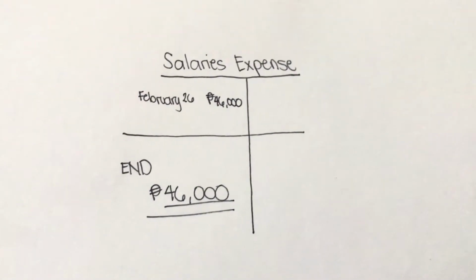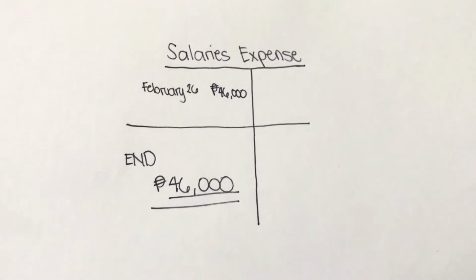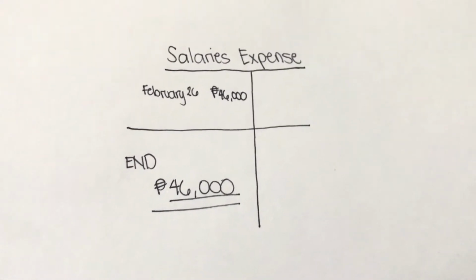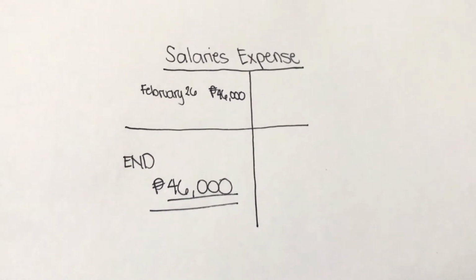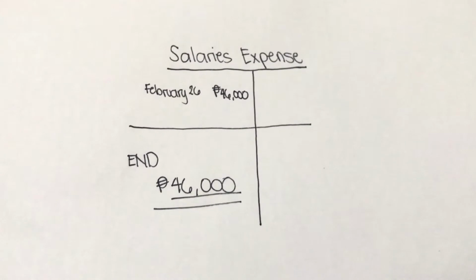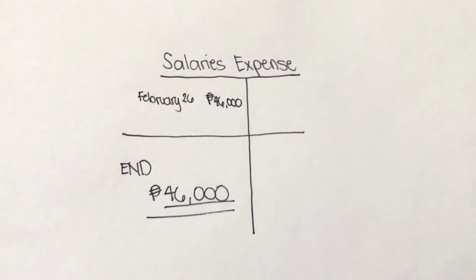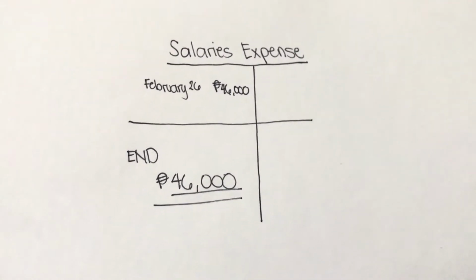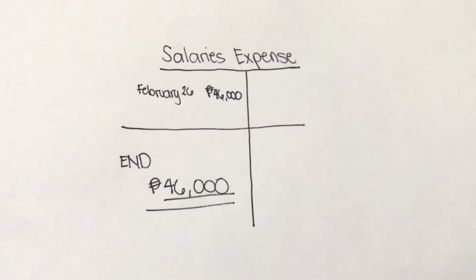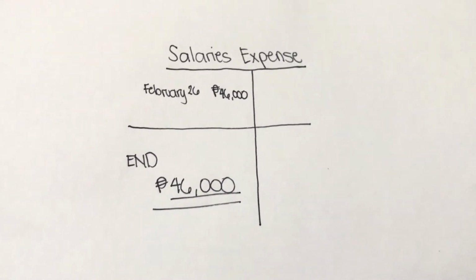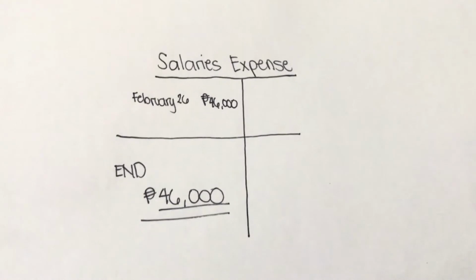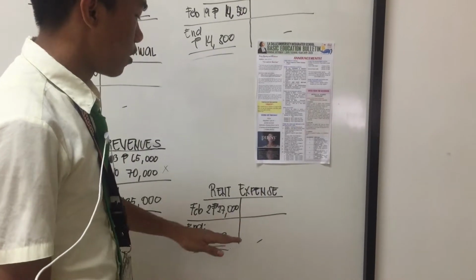So in salaries expense, the normal balance is debit. So you're going to subtract the normal balance with the opposite balance. So debit minus credit. Since there is nothing on the credit side, it would mean that it is zero. So 46,000 pesos minus zero is 46,000 pesos. Rent expense.